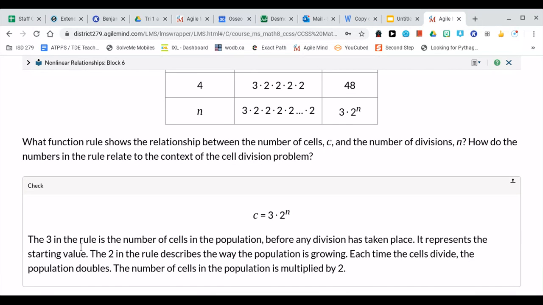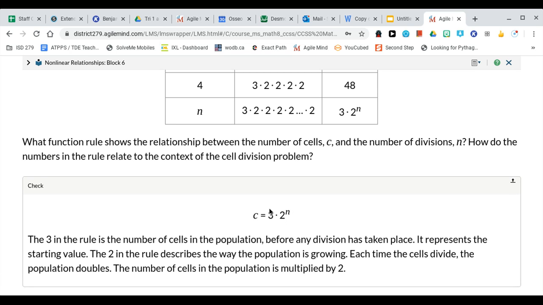The 3 in the rule is the number of cells in the population before any division has taken place, so what it started with. It represents the starting value. The 2 in the rule describes the way the population is growing. Each time the cells divide, the population doubles, so the number of cells in the population is multiplied by 2. So the 2 is how it grows. The 3 is where it started.